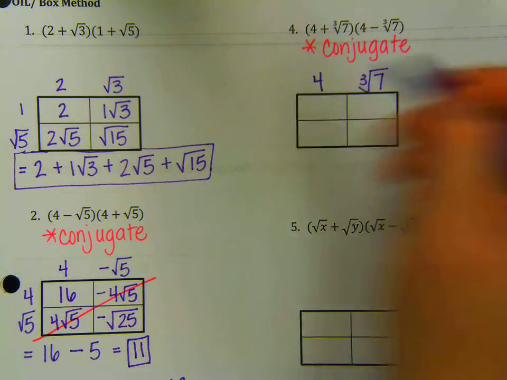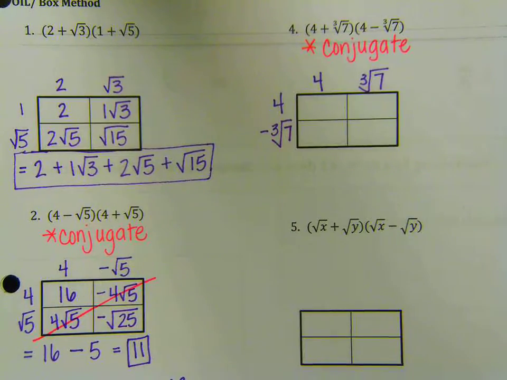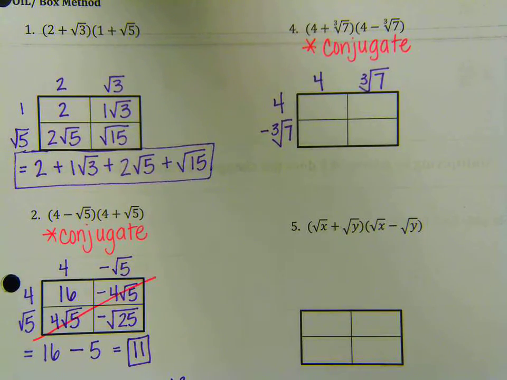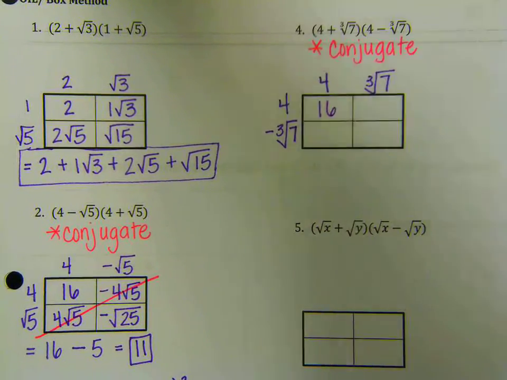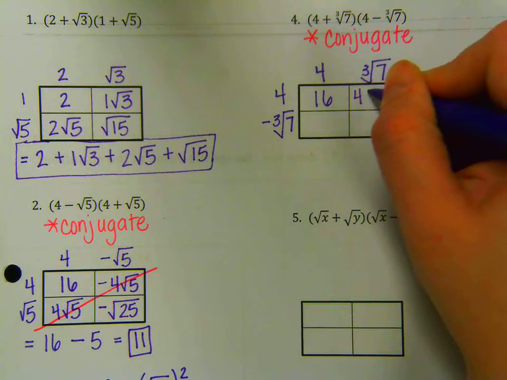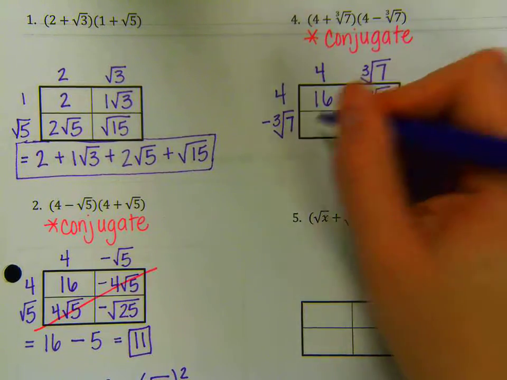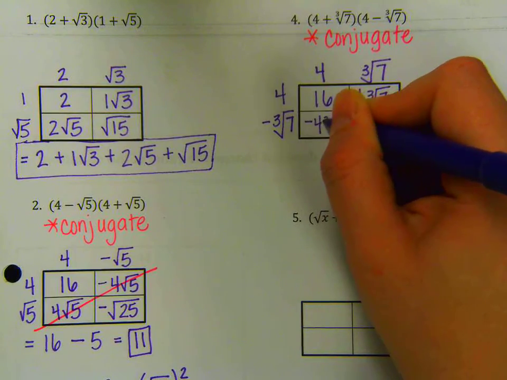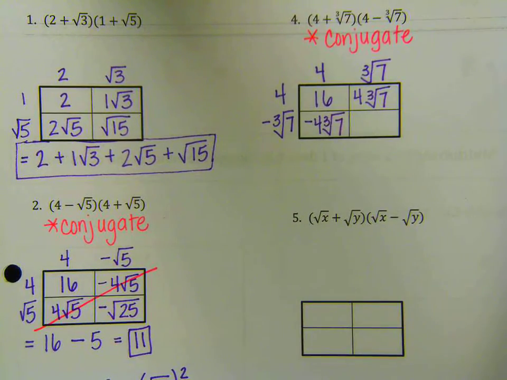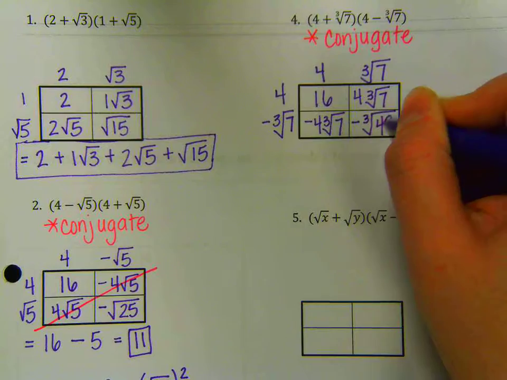Cubed root of 7 for negative cubed root of 7. Multiply 4. So what's going to go in that first block? Good, 16. Second block. Perfect. I like the way you said that too. 4 cubed root of 7. Then negative 4 cubed root of 7. Good. And then finally, we'll have negative cubed root of, yes, good, 49.